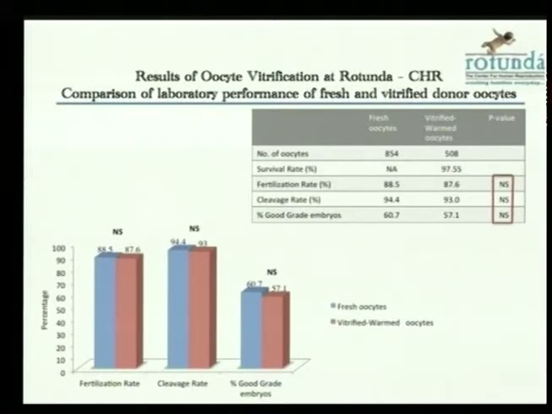But this is only laboratory results. What we want is a baby for our patients. The fact that the oocytes behave very well in the laboratory is only a small part of the story. It is much more difficult to demonstrate the efficacy from a clinical point of view. Because there we have a lot of confounding factors related to the patients.